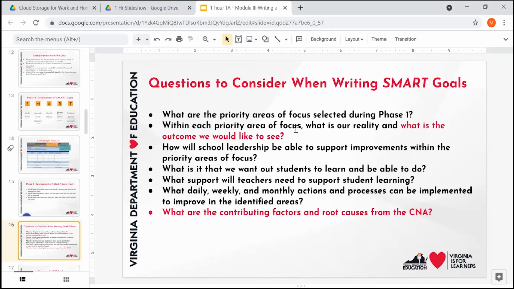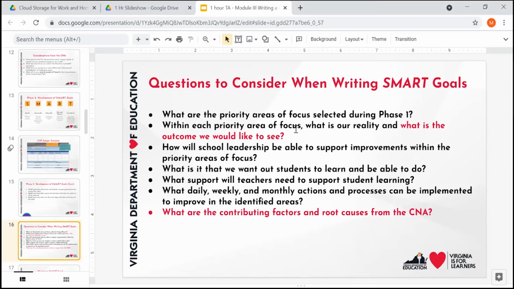What is it that we want our students to learn and be able to do? Back to student achievement. What support will teachers need to support student learning? So how do we build up our teachers? How do we get them there? Remember, they need support too. What daily, weekly, and monthly actions and processes can be implemented to improve in our identified areas?